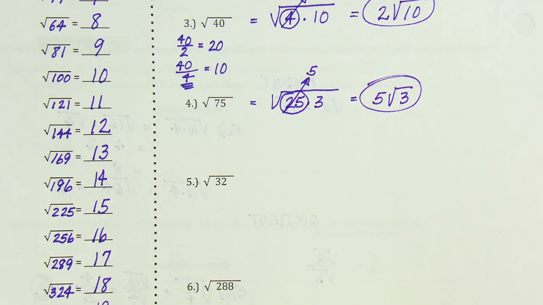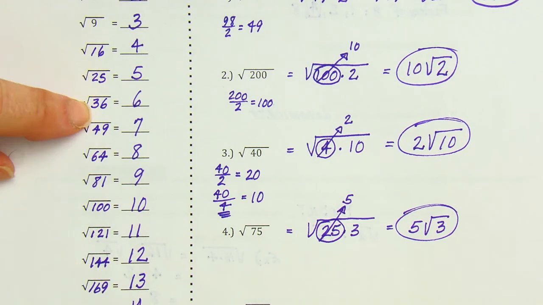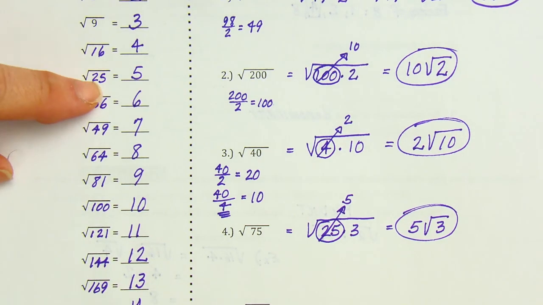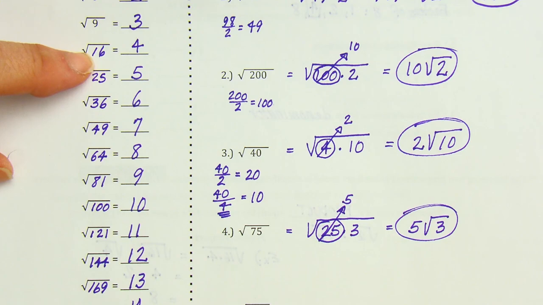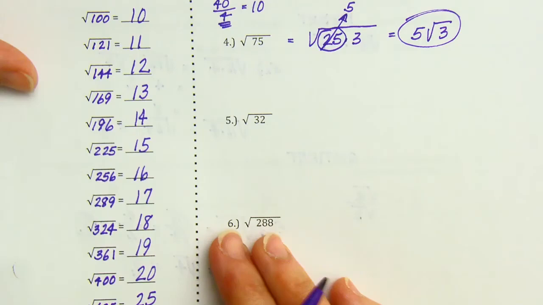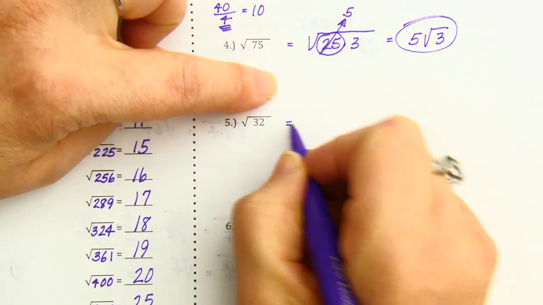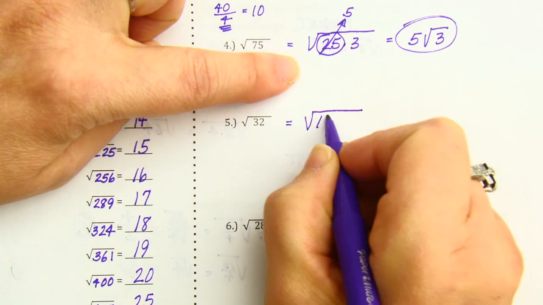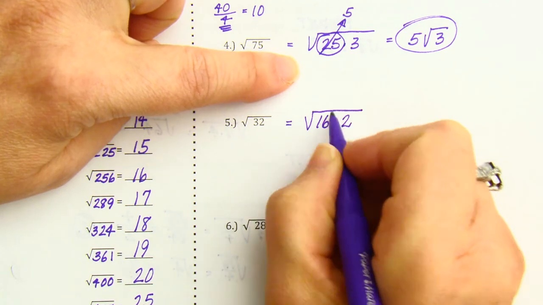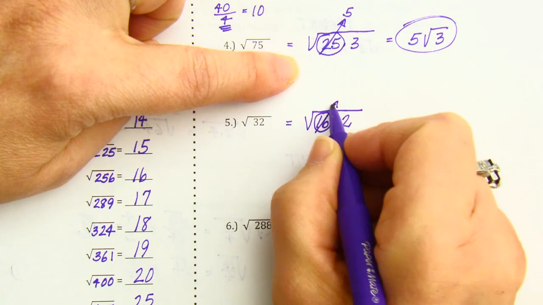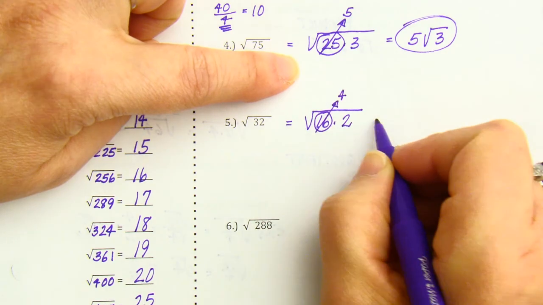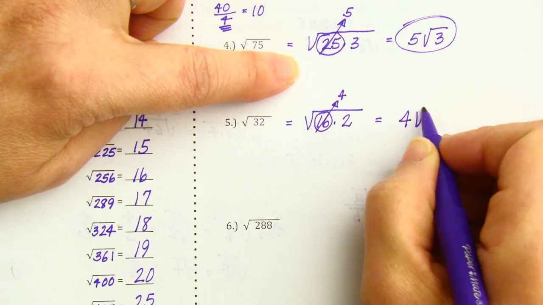32. 32 is not a square. Let's look on my ladder. 32 is between 25 and 36. 25 doesn't divide it, but does 16. 16 does divide 32 twice. So you could either do 32 divided by 2 and get the 16, or you can go up the ladder. This one is 16 times 2. The 16 comes out as a 4. And so this simplifies as 4 times the square root of 2.